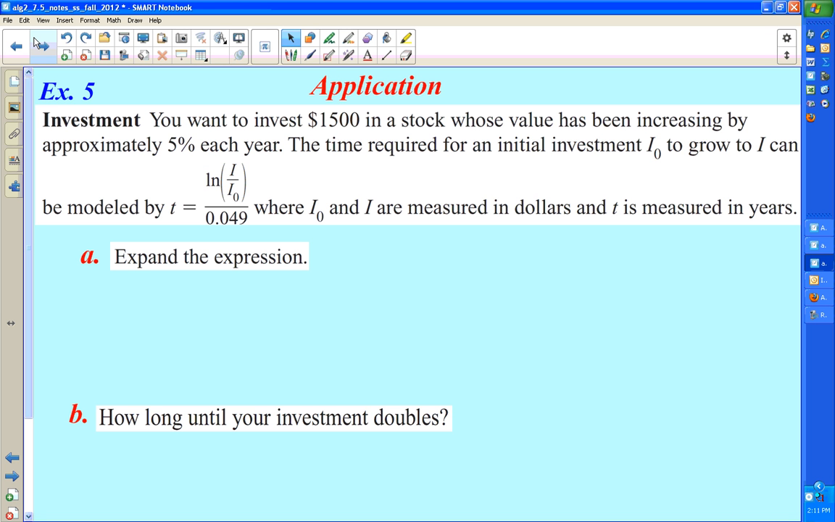So here's some examples of where logs come into play. This is a simple problem that talks about the time it takes to get a certain amount of money, where I sub 0 is your initial amount, and I is how much you want to end with. The time it takes can be modeled by this function: natural log of I over I sub 0, all divided by 0.049.